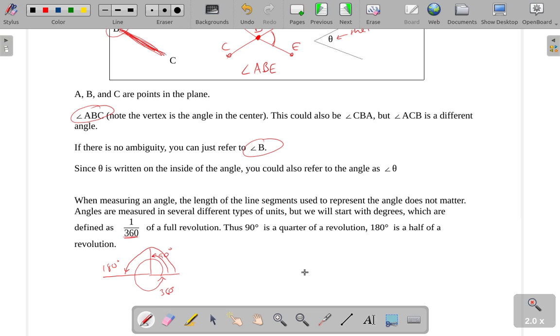There are other units we end up using for measuring angles, but we're not getting into that quite yet. We'll be using something called radians. There's also another type of unit called gradians that we won't be using at all in this class.